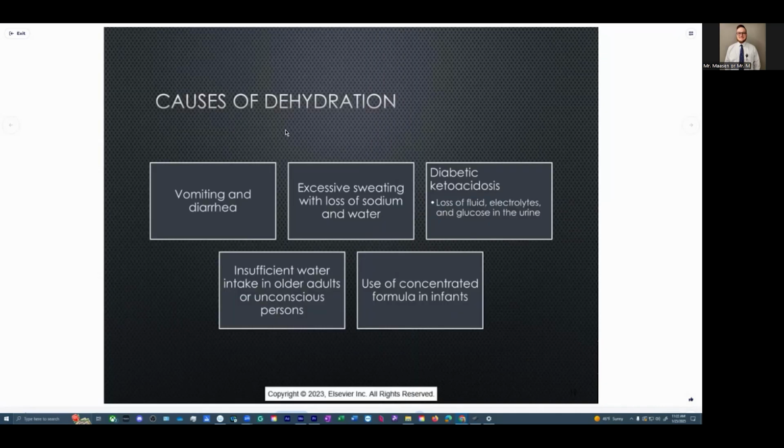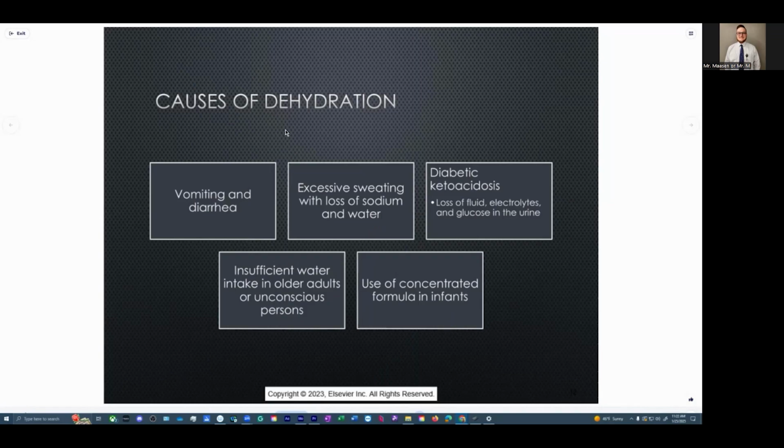So what's causing it? We kind of talked about this already, but vomiting is one, and diarrhea. If it's going out both ends, that could lead to severe dehydration. With excessive sweating, there's going to be a loss of sodium and water. And again, where sodium goes, water follows.